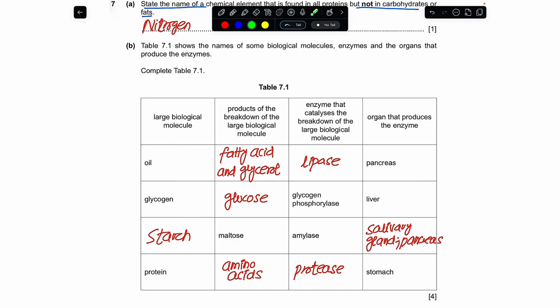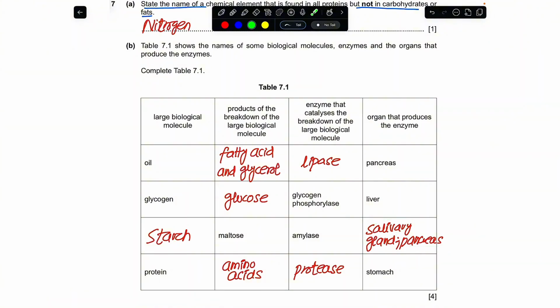And the breakdown of the starch, we are aware that this is brought about by the amylase, but the amylase is being produced by two organs. One of them is the salivary gland, the other one is the pancreas. So this is up to your choice. You write either this or this.